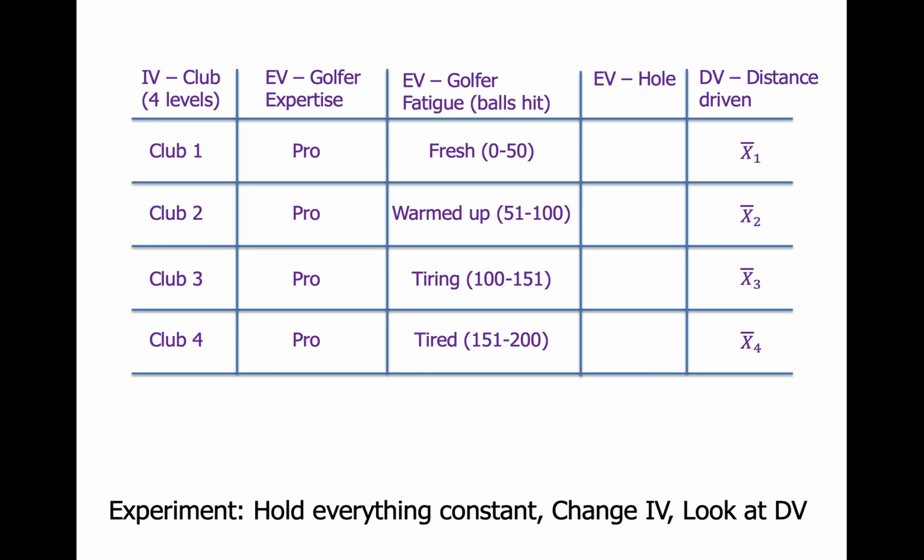Another extraneous variable is the hole. Would this make any difference? Well, club 1 was hit on hole 1. Club 2 was hit on hole 2. Club 3 was hit on hole 3. Club 4 was hit on hole 4. Now, they said they're all the same length, and they're all par 4, so maybe those are equal. But let's look at this a little bit further.